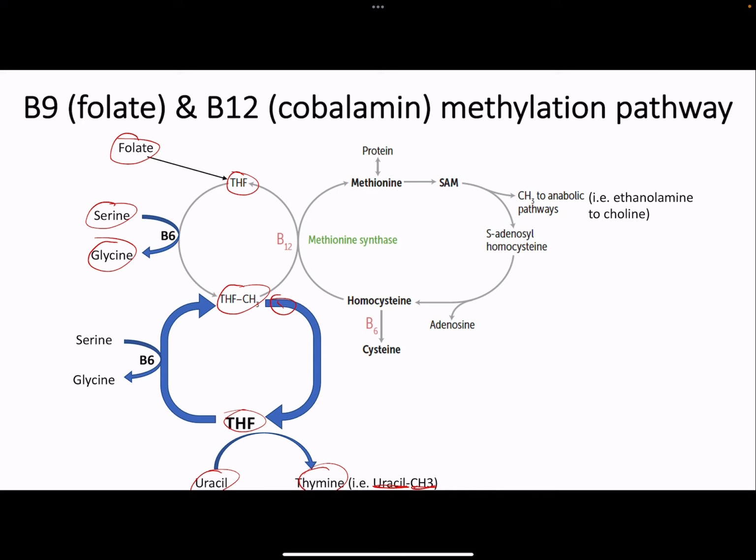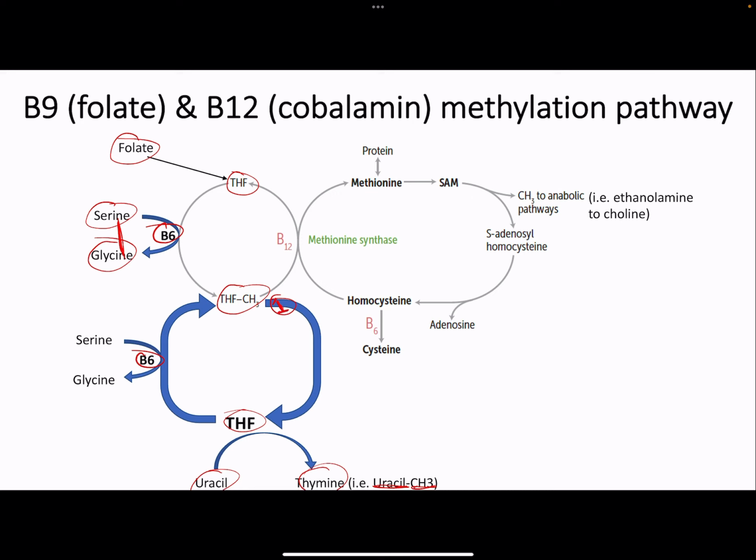And anytime we're doing a conversion between 2 amino acids, we do need B6. That's not super high yield, so if you're going to ignore anything on this slide, I would ignore that if you're limited on brain space. That's how we regenerate. That's how we put the methyl on. I would know that. But anyways, back to the main plot. This is one thing that THF-CH3 can do.